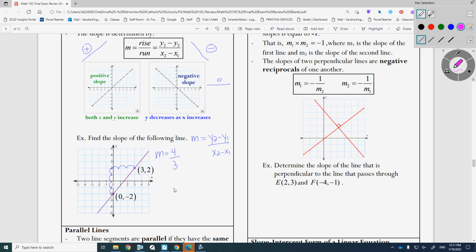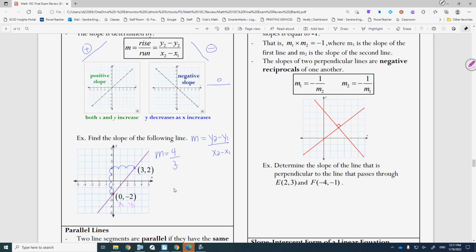One of your points, pick as x1, y1. So I'm just going to pick this first one down here, x1, y1. The other point would therefore have to be x2, y2. You enter it exactly as you see it. So slope is equal to y2, which is 2, minus y1, negative 2. 2 minus negative 2 over x2 is 3 minus x1 is 0. 2 negatives will give you a positive. So the slope is going to be 4 over 3.